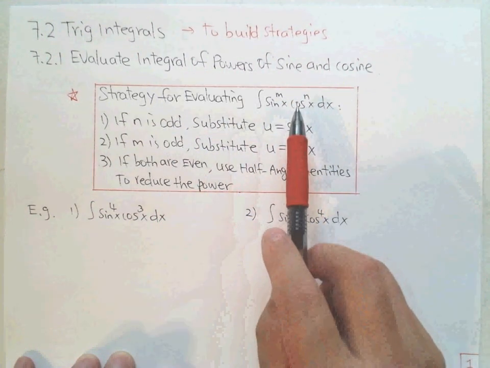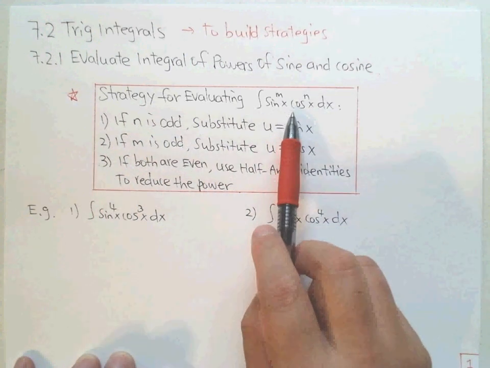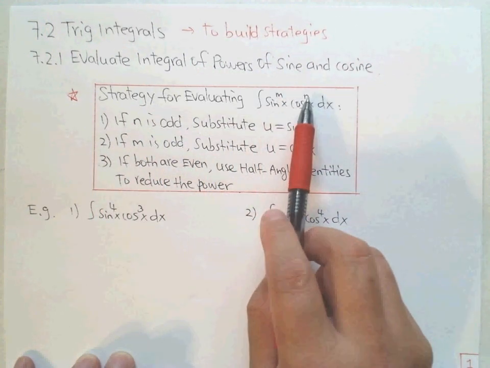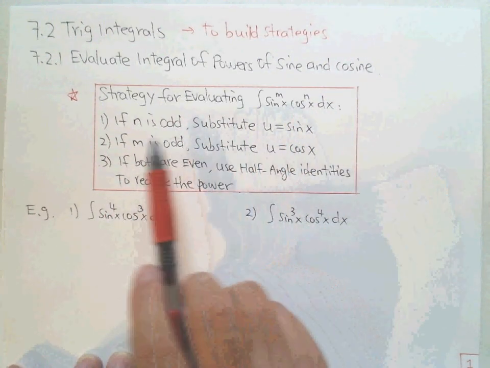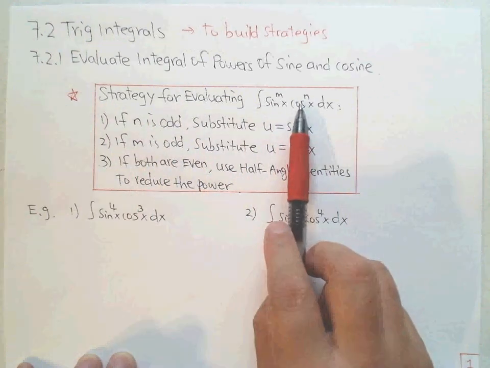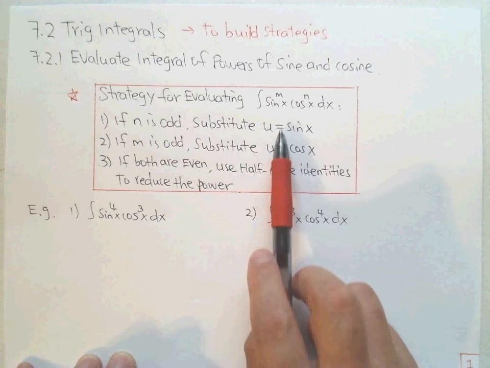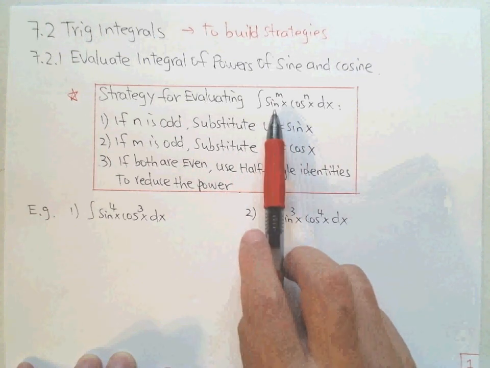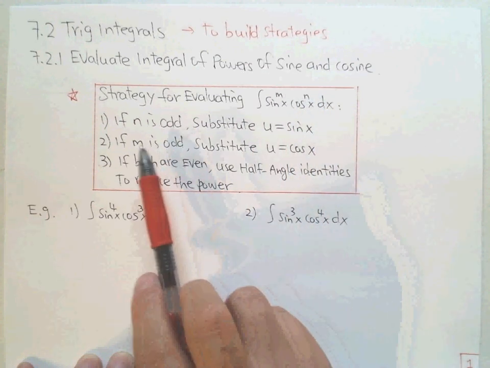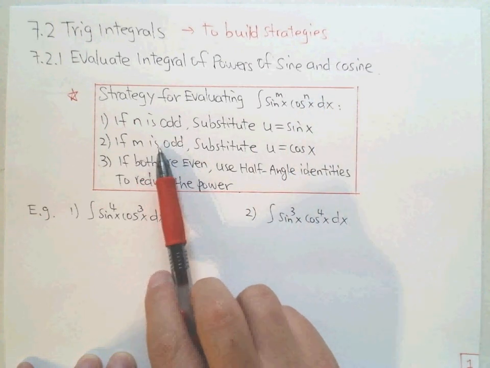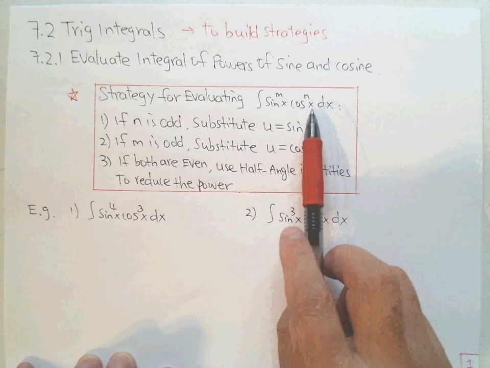Here's a summary. We have three cases for this one, depending on the powers m and n. For different types we do different substitutions. Let's look at the first. If n, the power of cosine, is odd, we substitute u equals sine. The opposite: if the power of sine is odd, we substitute u equals cosine. So keep that in mind.